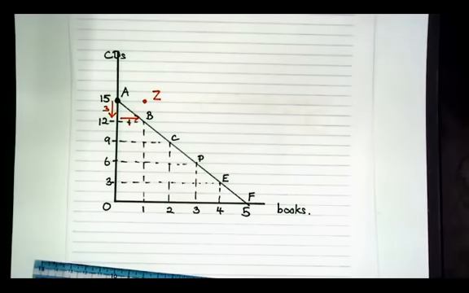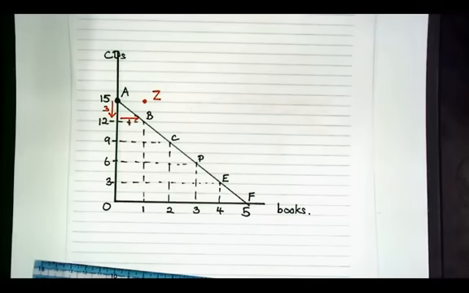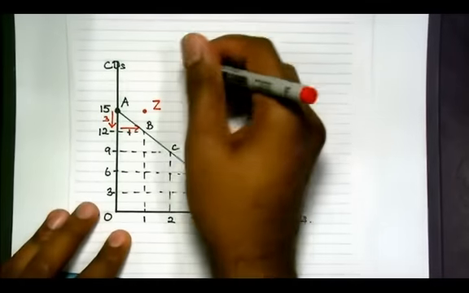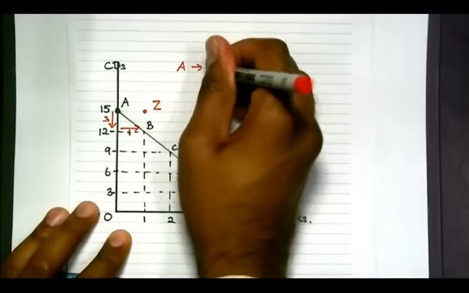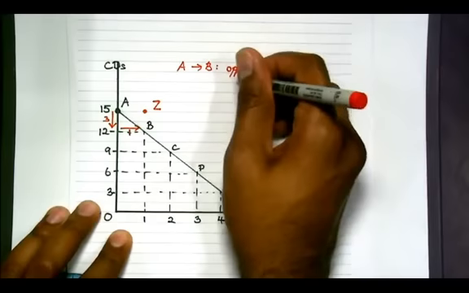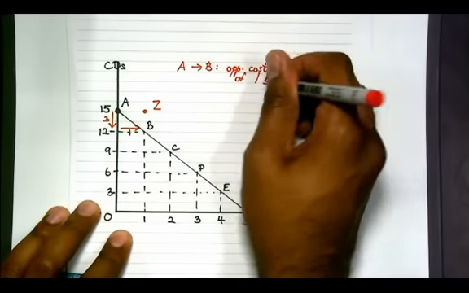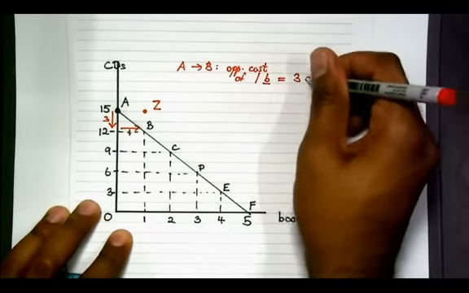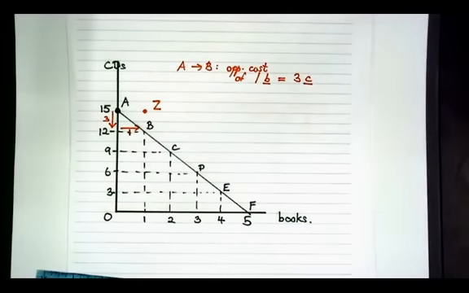If you give up something, we use the term opportunity cost. So we can say the movement from A to B, the opportunity cost of one book equals 3 CDs. To produce an extra book, we will need to give up 3 CDs. Yeah?